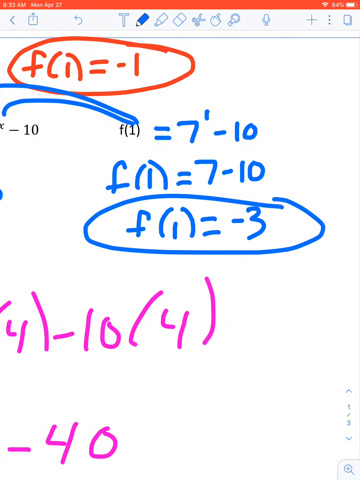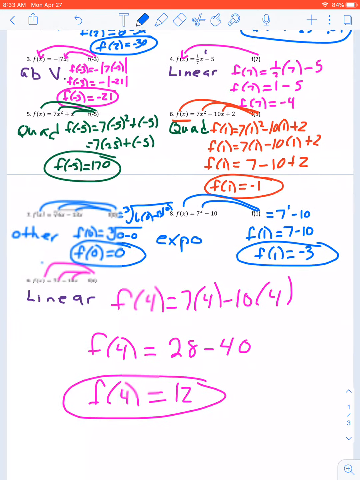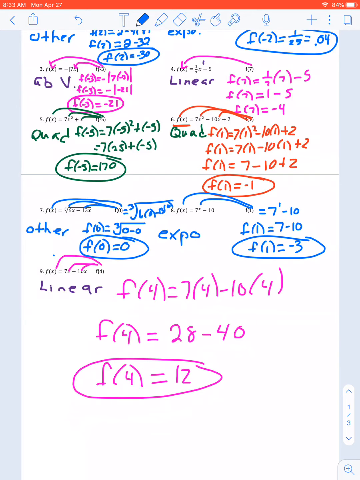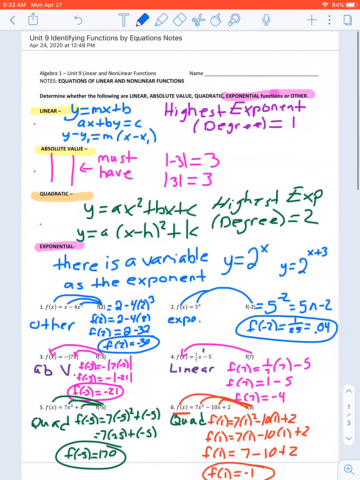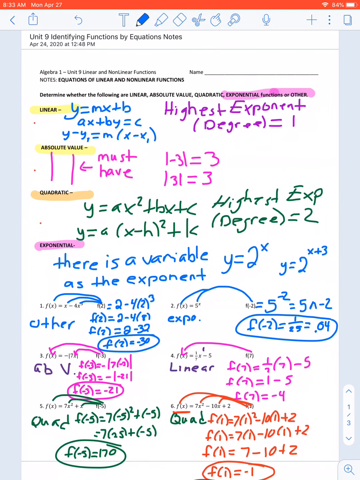And we're done. So today, this week, we have identified 4 different types of functions: linear, absolute value, quadratic, and exponential. There will be no video for tomorrow, because tomorrow you'll be given an assessment, that we do on Sunday, over identifying these 4 functions.